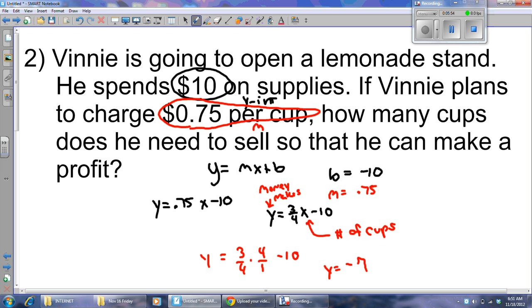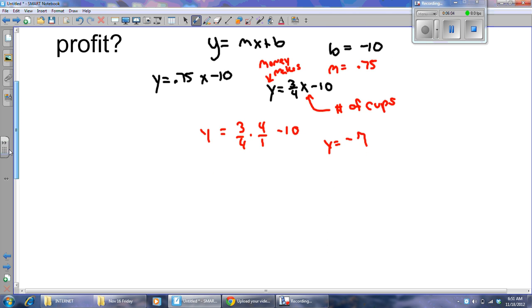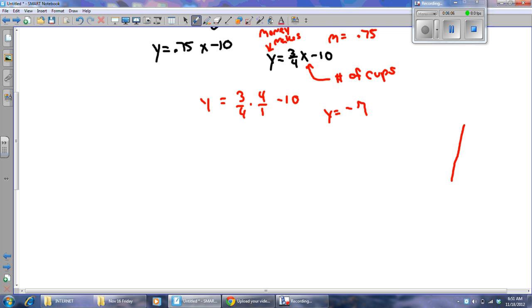So y is the money that he makes. We want him to be able to make a profit. What we might do is a couple different things. One, we could set up a t-table and try to figure out when he breaks even, when he has $0. In other words, plug 0 in for y. Okay, so let's do it that way, and then I'll do it another way. So when you have 0 is going to equal 3/4x minus 10. So then 10 will equal 3/4x. I'll divide by 3/4.